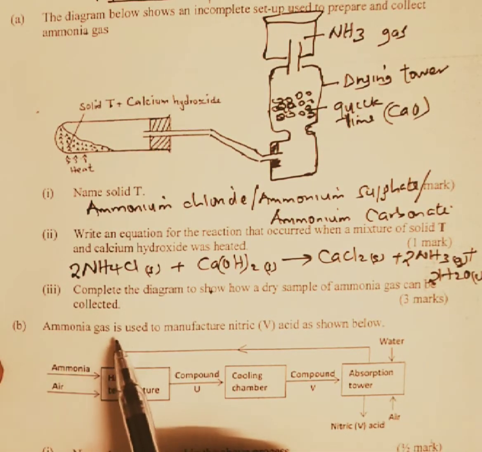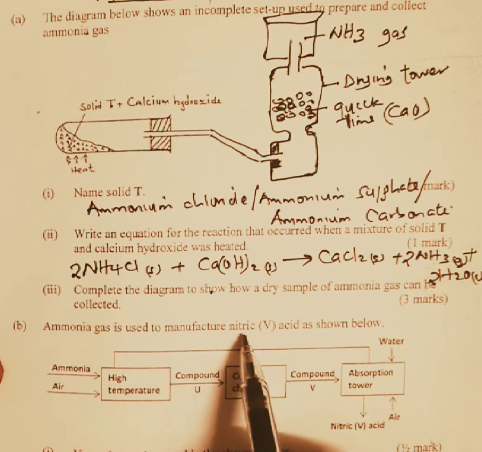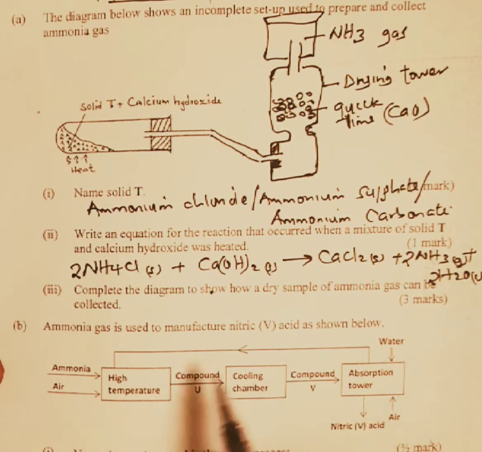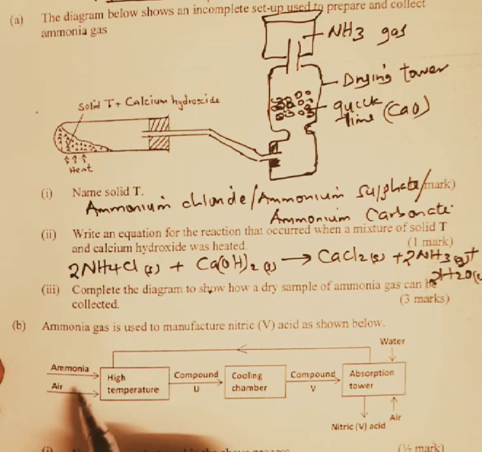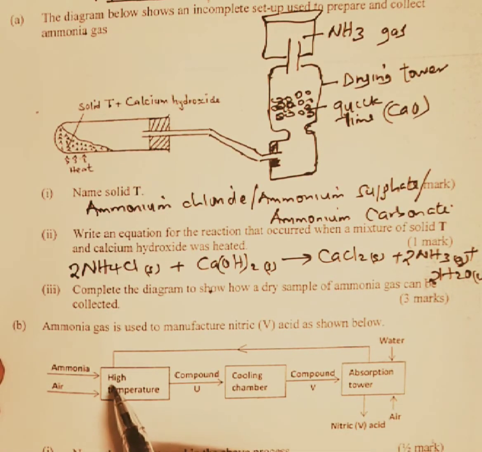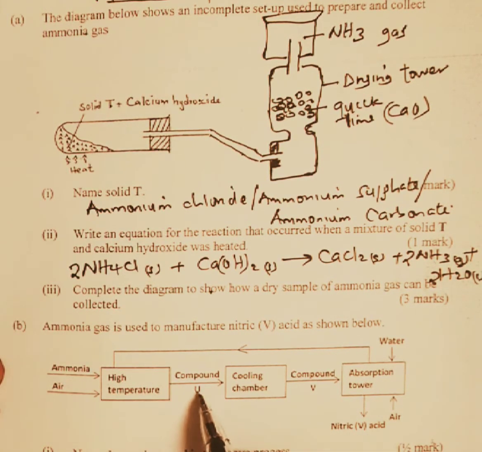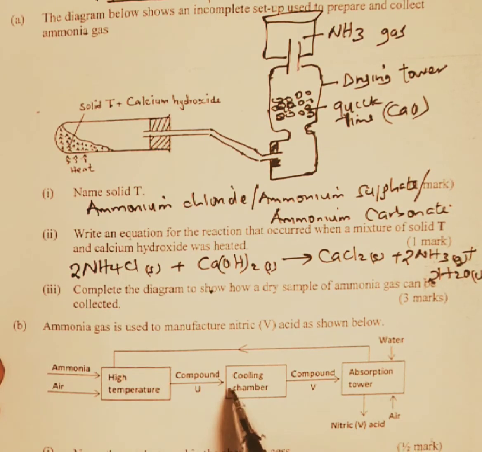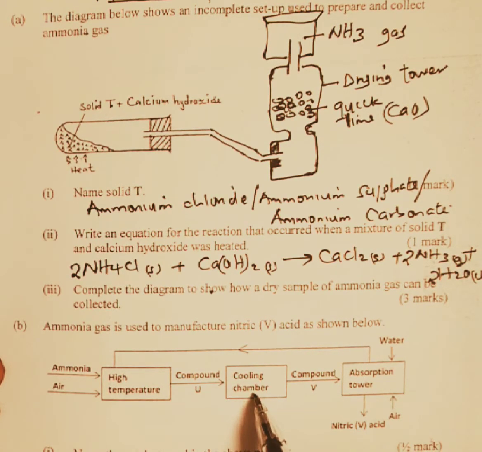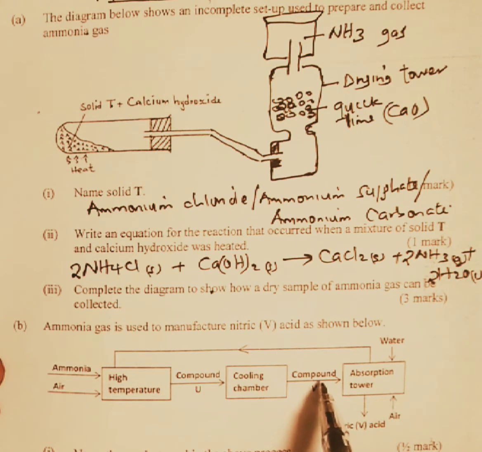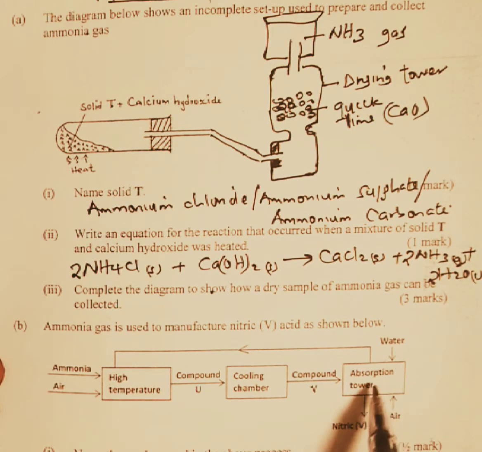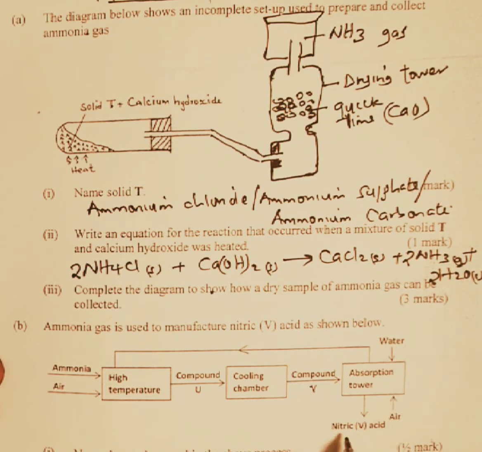B, ammonia gas is used to manufacture nitric acid as shown below. We have ammonia and air, which are reacted together to form compound U, which is taken to the cooling chamber and comes out as compound V. Then compound V gets into the absorption tower, where it is reacted with water and air to form nitric acid.